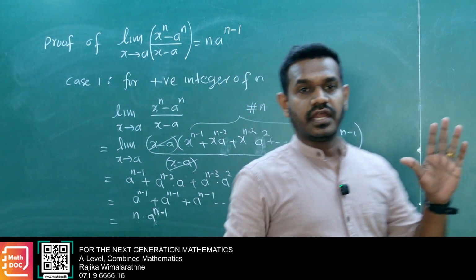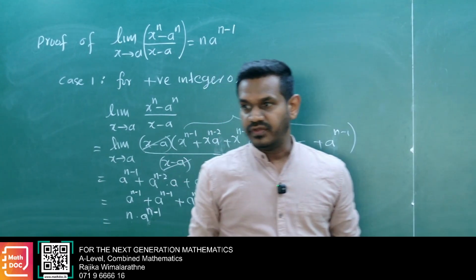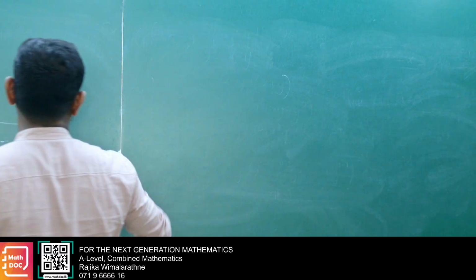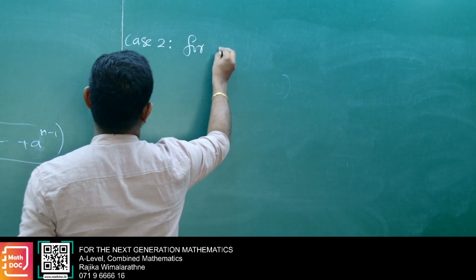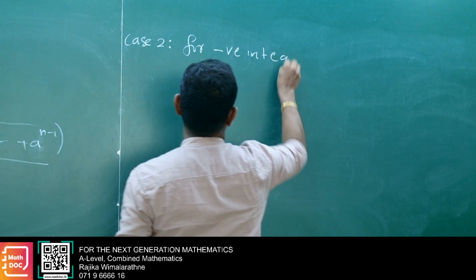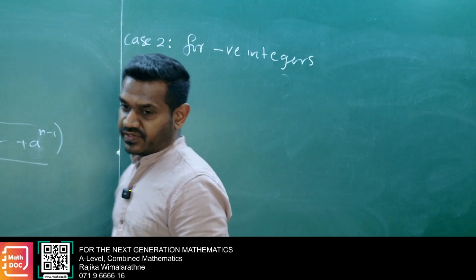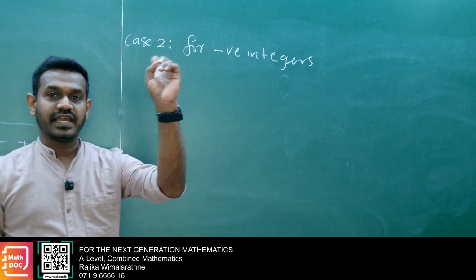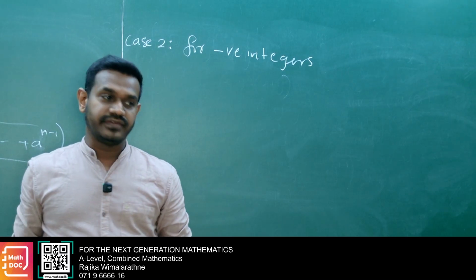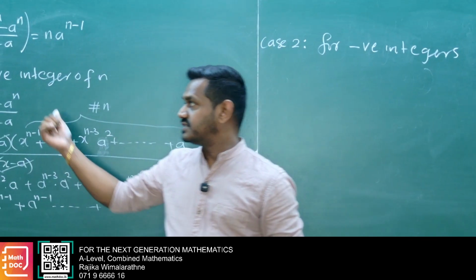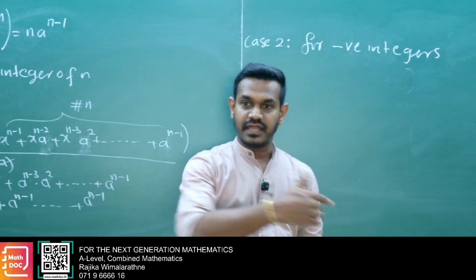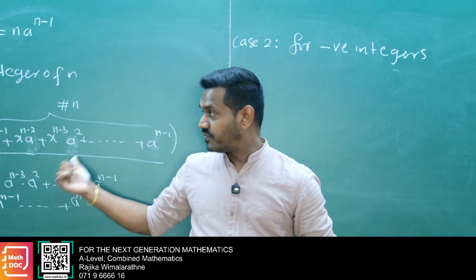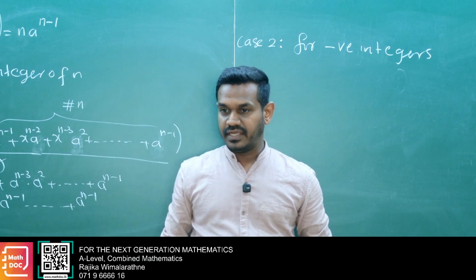Okay. Now for negative integers, case 2. For negative integers, then for this case, now we have done for positive integers, no? We have done for positive integers. Therefore, when proving for negative integers, the positive integer case proof we can apply, okay.